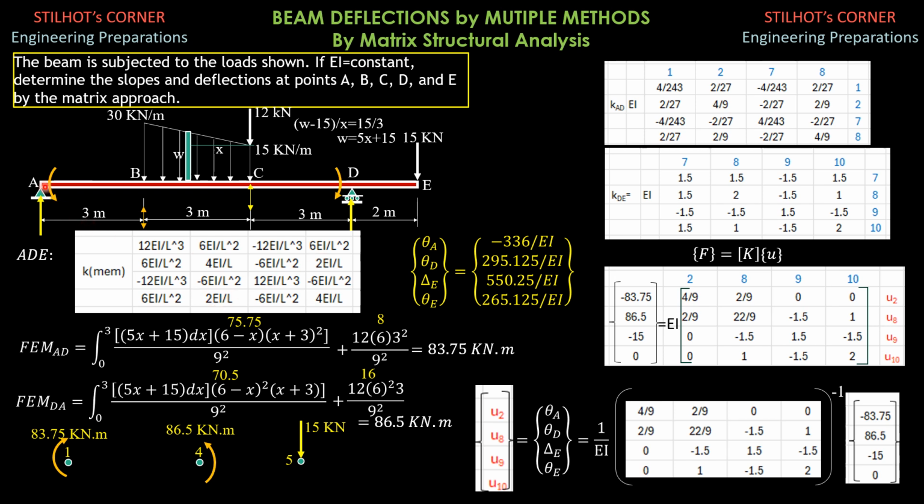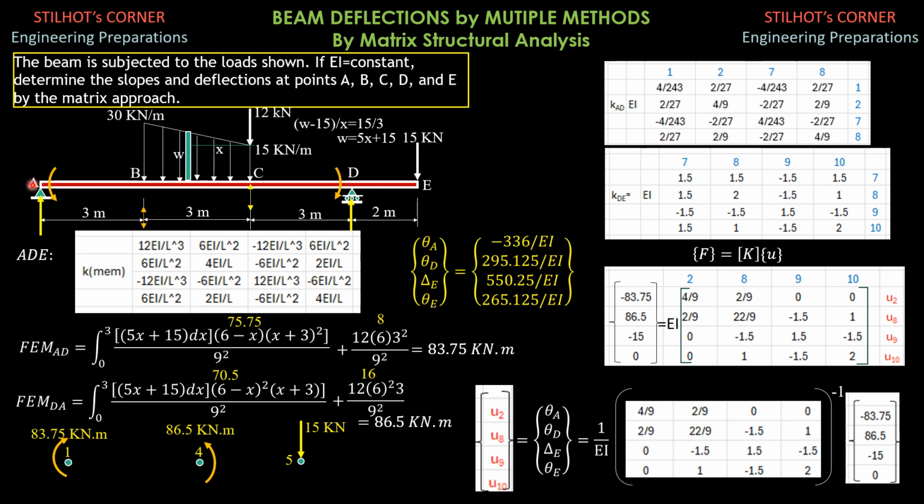Now, for this beam, A, B, C, D, E, at A there is 1 degree of freedom, at B 2, C 2, D 1, and at E 2. 2 means we have deflection downward and rotation. At supports only one, just the rotation.